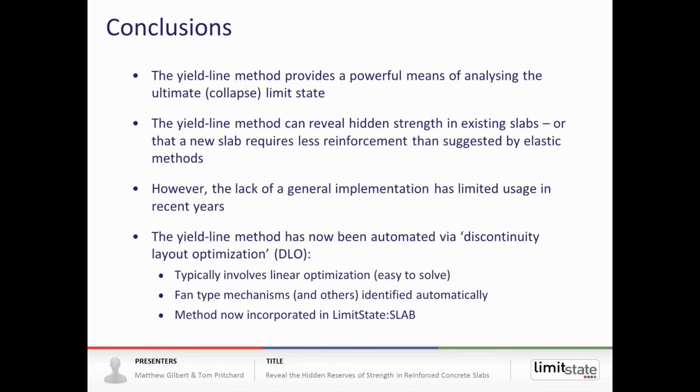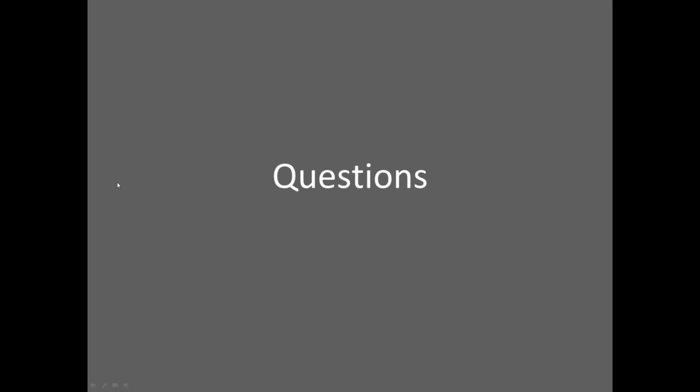The yield line method has also been automated via discontinuity layout optimization, which typically involves a linear optimization, which is easy to solve, and it allows you to identify things like fan type mechanisms and others automatically. And obviously, as we've demonstrated, the DLO method of yield line analysis has been incorporated into LimitState Slab. So what we'll do now is have a look and see if there are any questions. If you bear with me a second, there may be one or two.